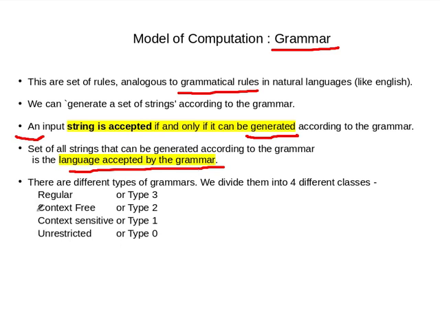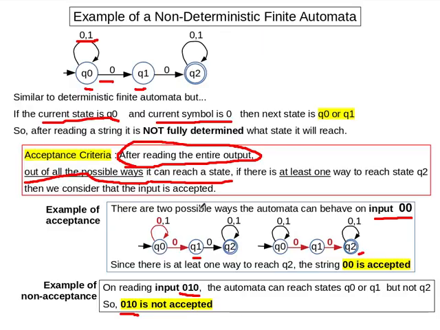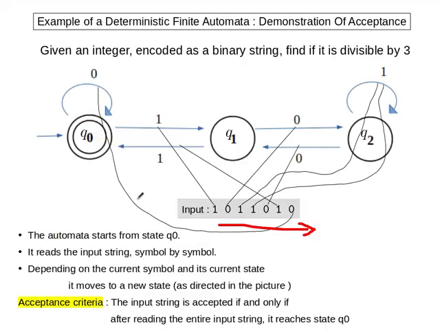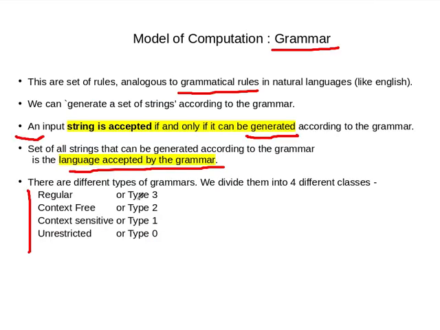And then again, there are different kinds of grammars, like regular grammar, context-free grammar, context-sensitive and unrestricted. And each of these grammars actually corresponds to an automata model also. So these four and these four have a one-to-one correspondence.